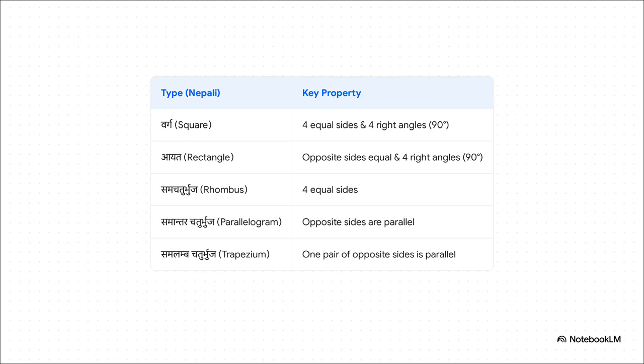A square is the strictest of the bunch. It needs 4 equal sides and 4 perfect right angles. A rectangle loosens up one rule. Its opposite sides are equal, but it still needs those 4 right angles. A rhombus has 4 equal sides, but its angles can be whatever they want. A parallelogram just needs its opposite sides to be parallel to each other. And a trapezium is the most relaxed of this group. It only needs 1 pair of parallel sides.